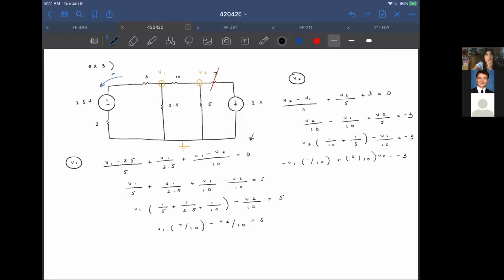After that, you take all those values and make a matrix. So you'll have 7 over 10, 1 over 10, and 5, and then negative 10, 1 over 10, 3 over 10, and negative 3. And you get the values equal to 6 and minus 8. So V1 equals 6 and V2 equals negative 8, which solves for the essential nodes. Then I'll switch back to my presentation real quick.